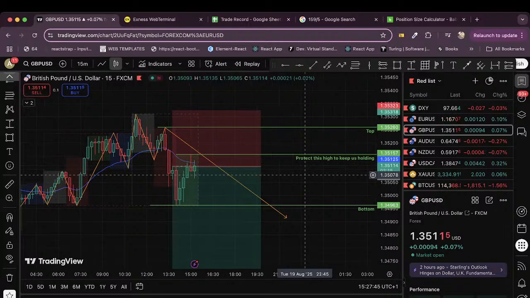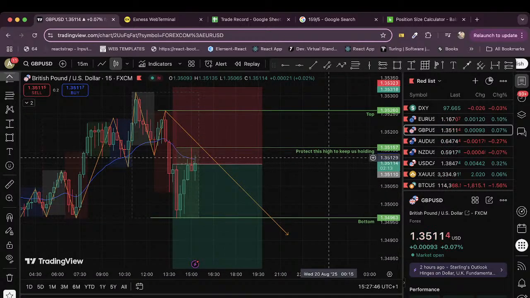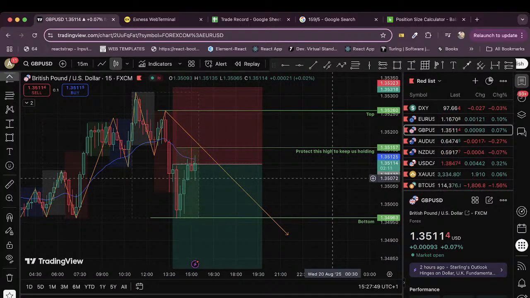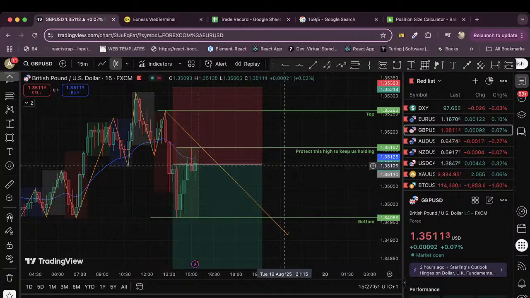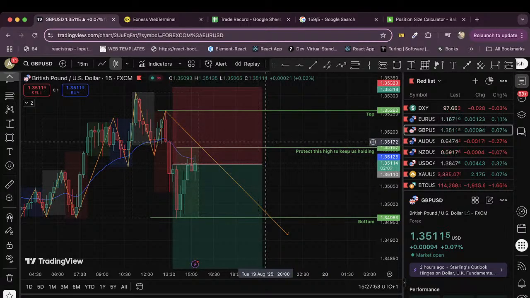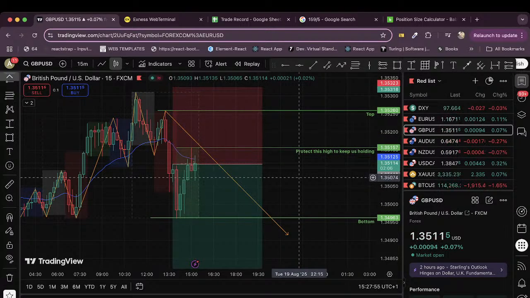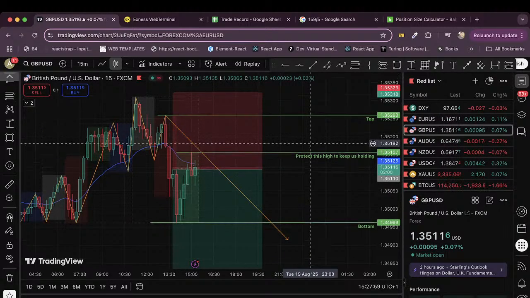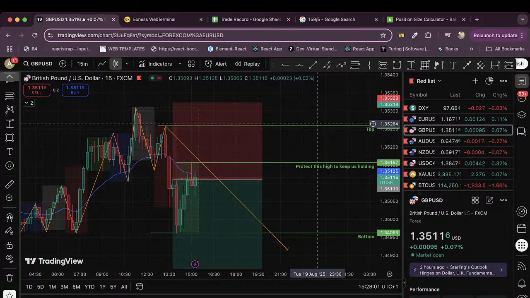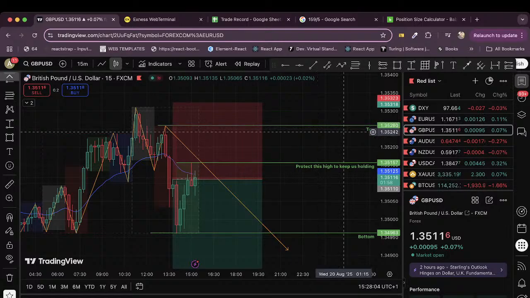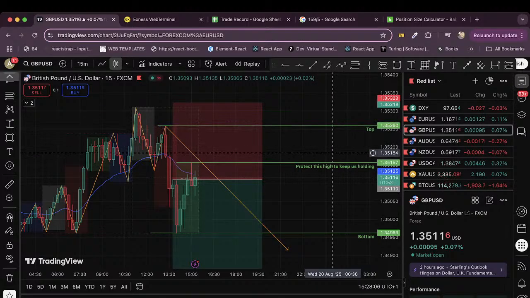So whatever they do, that high, they have to protect it for us to keep on holding. If they break it, close above it, I will definitely close my trade. Even if I don't close my trade, I will bring my stop loss to that top. You see that top? That's where I will add my stop loss. So that's the only thing. I think that's the best plan we can do.